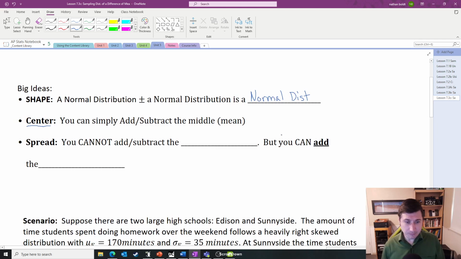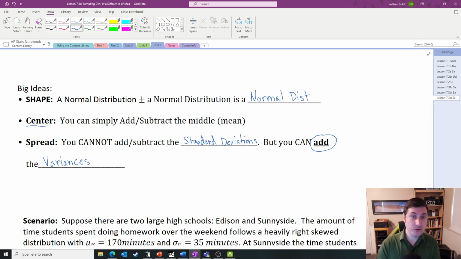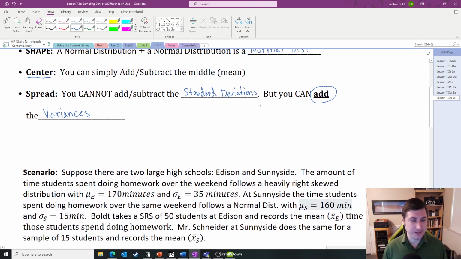The spread. Again, you cannot add and subtract the standard deviations. That's not how it works. Instead, you have to add the variances. Okay, and again, we always add the variances because when you combine two distributions, the result will have more variability. It will be more spread out. So the variability has to get bigger, the standard deviation has to get bigger, and so we add the variances. All right, let's take a look at an example so we can see how this works.